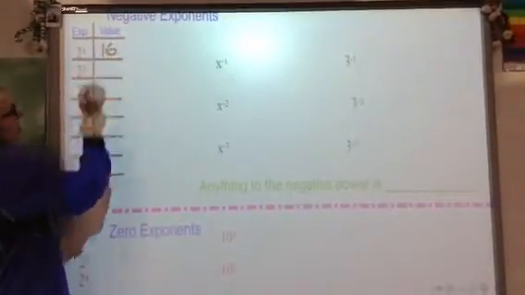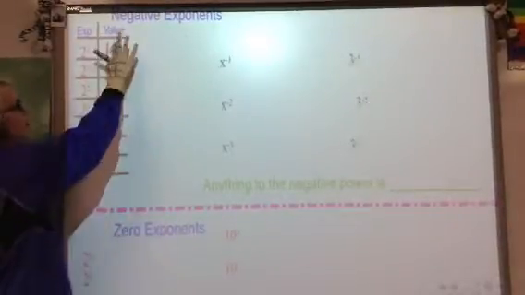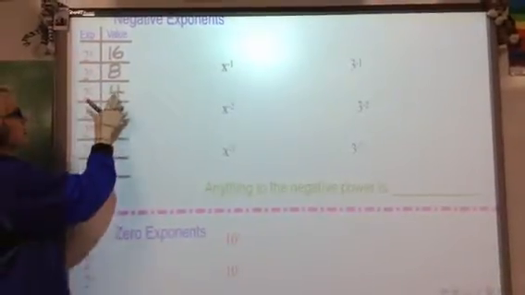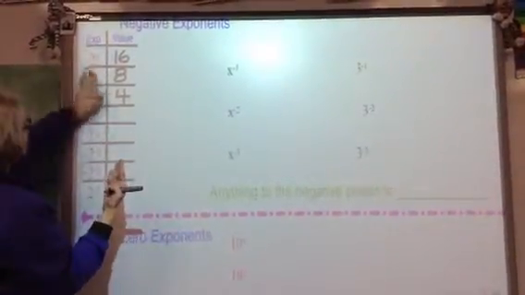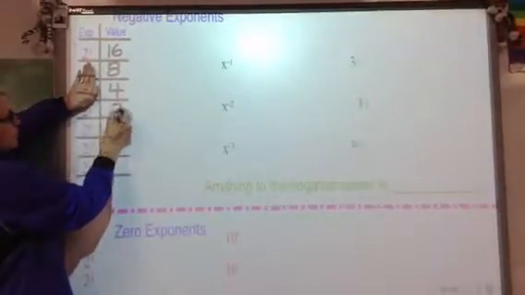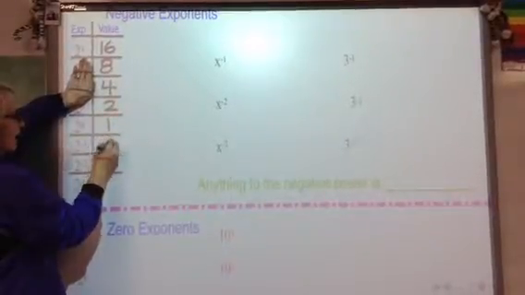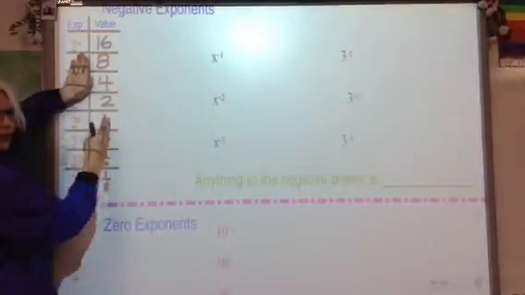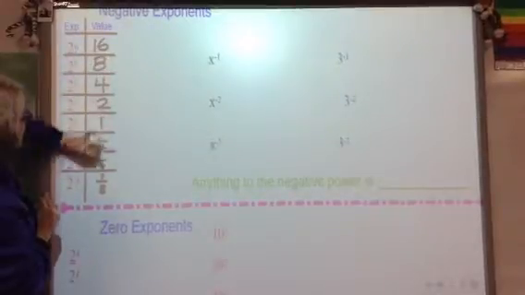2 to the 4th is 16. 2 to the 3rd is 8. 2 squared is 4. Can you see a pattern developing here? This number is half of this. This number is half of this. So if we just use the pattern rather than using the multiplication over here, we would have 16 goes to 8, 8 goes to 4, 4 goes to 2, half of 2 is 1, half of 1 is a half, half of a half is a fourth, half of a fourth is an eighth, and you could try that calculation on a calculator if you want to. So using this pattern, we know that this is going to be true.